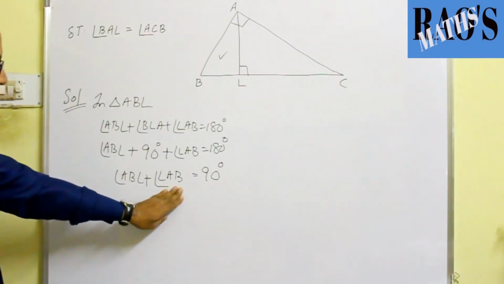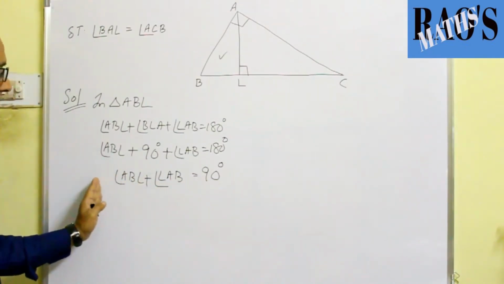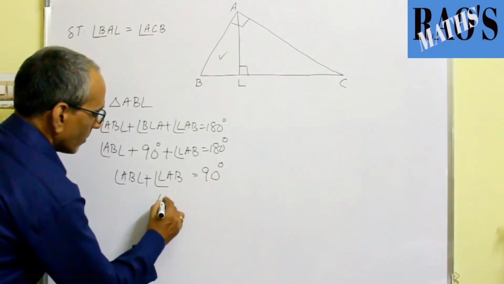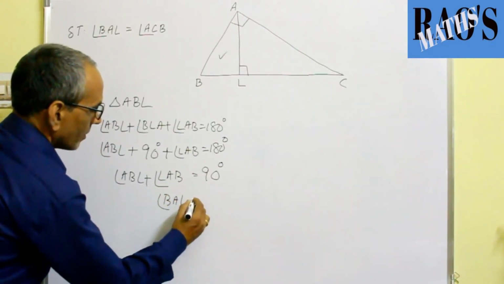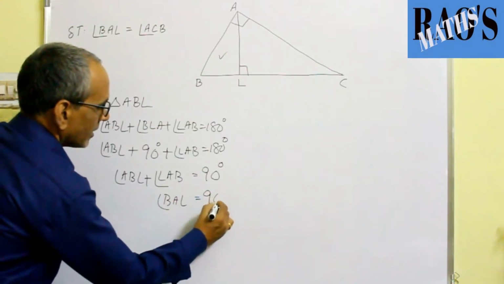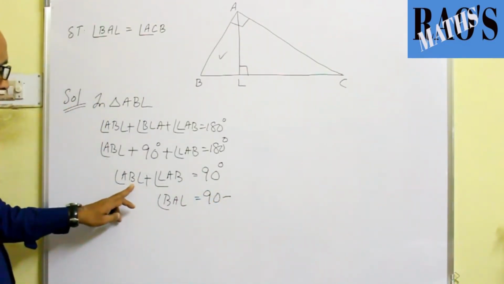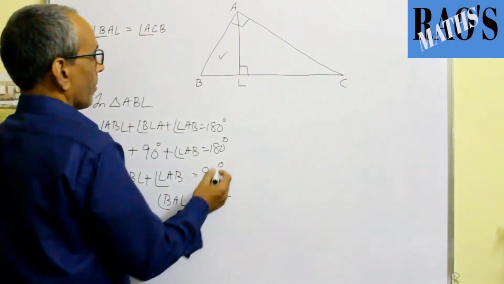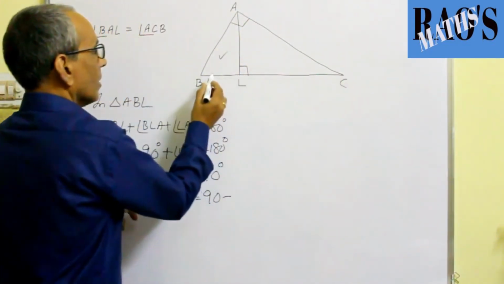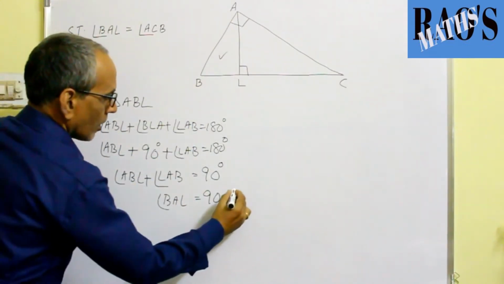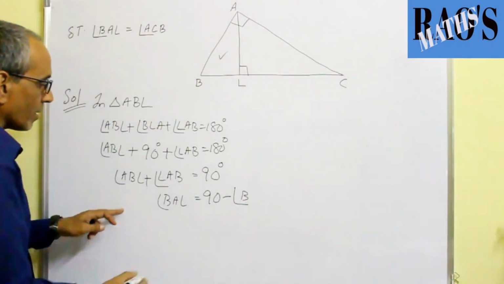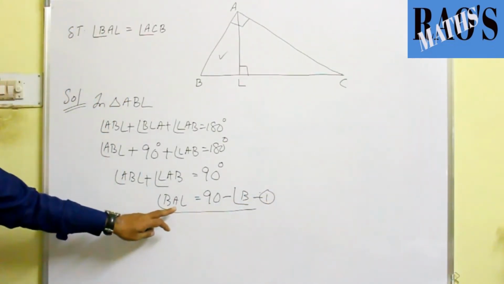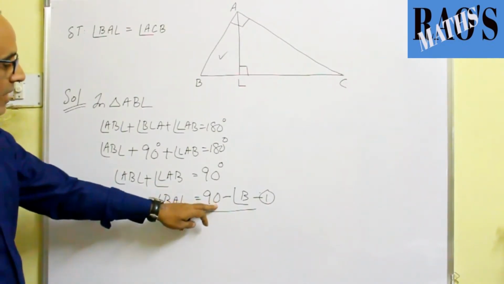So this BAL is equal to 90 minus angle ABC. So I write angle BAL is equal to 90 minus B, since angle ABC is B degrees. So I write angle B instead of angle ABC. This is the first statement. From the first triangle, we got angle BAL is equal to 90 minus B.